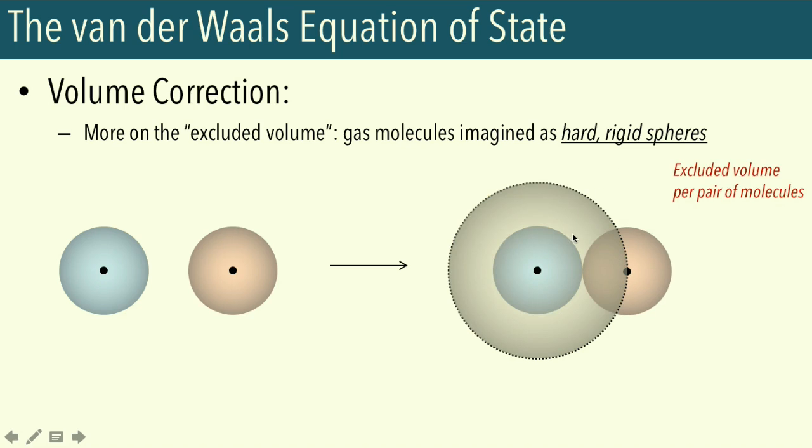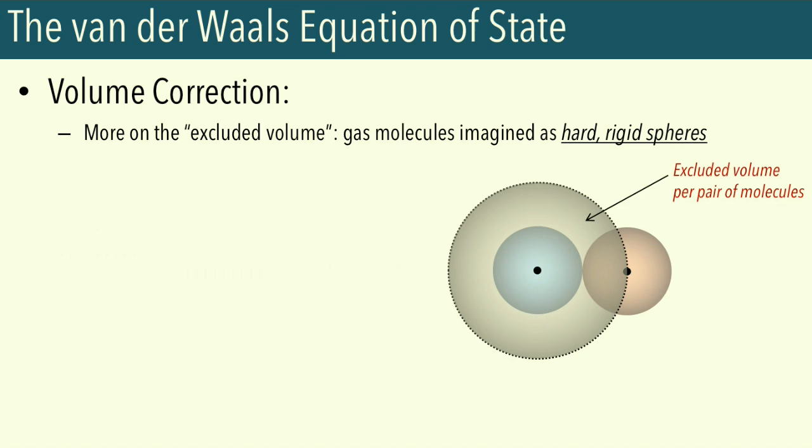We call this entire sphere the excluded volume per pair of molecules. Actually, when we're thinking about the excluded volume, it's not just equal to the volume of the gas molecules. It's actually equal to the volume of the gas molecules times 4. Let's see why that is. Let's look at a computation of this. We have the radius r of our gas molecule, and then the radius of our excluded volume is going to be equal to 2r.